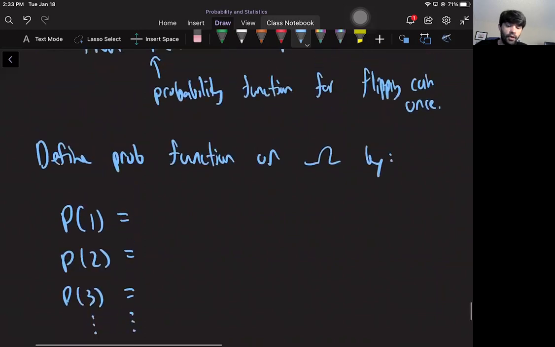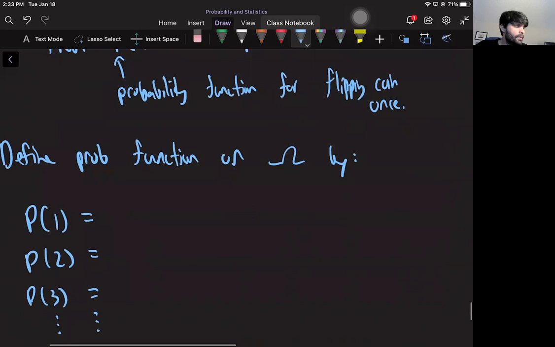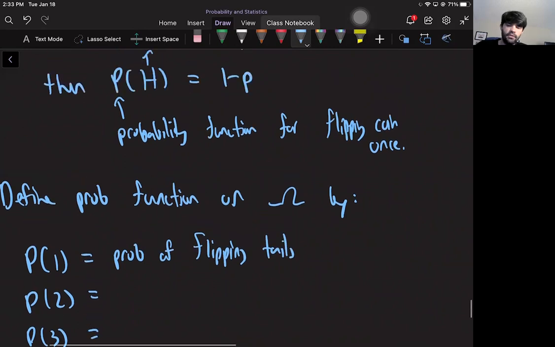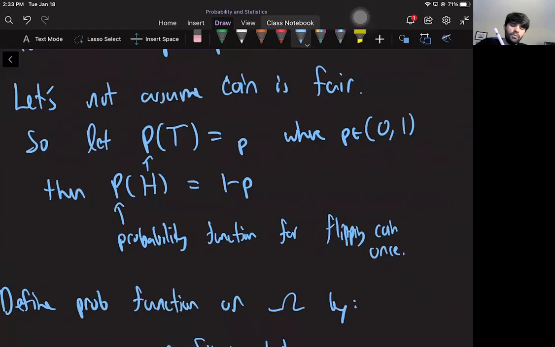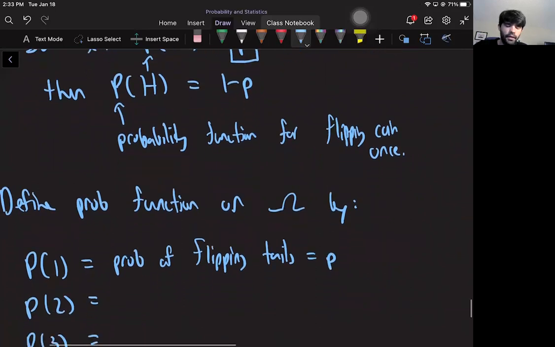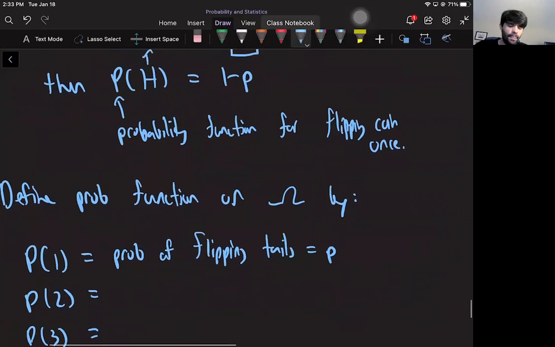Okay, so what's the probability of getting a 1? Well, this is really just the probability of flipping tails, because it's saying that I got my tails on my first try. So what's the probability of getting tails? Well, normally it's 1/2, but we're assuming it's not necessarily a fair coin, and we're just gonna call it p, little p, not capital P. And then what's the probability of getting a 2?